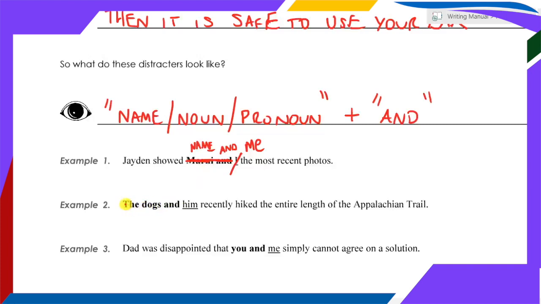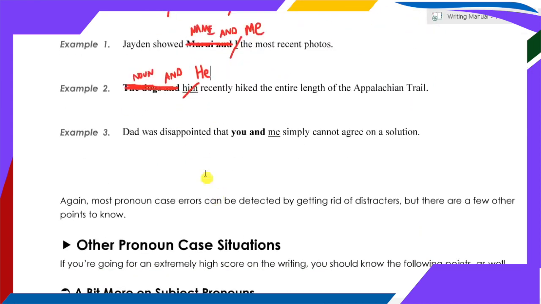Next, example 2. Let's read the sentence with everything intact first. The dogs and him recently hiked the entire length of the Appalachian Trail. Sounds pretty okay, but as soon as we get rid of the noun and distractor, him recently hiked the trail, that doesn't make any sense. We have the object form him, where we actually need the subject form he. He recently hiked the entire length of the trail. So again, we crossed off the distractor, and our ears led us to the right pronoun case.